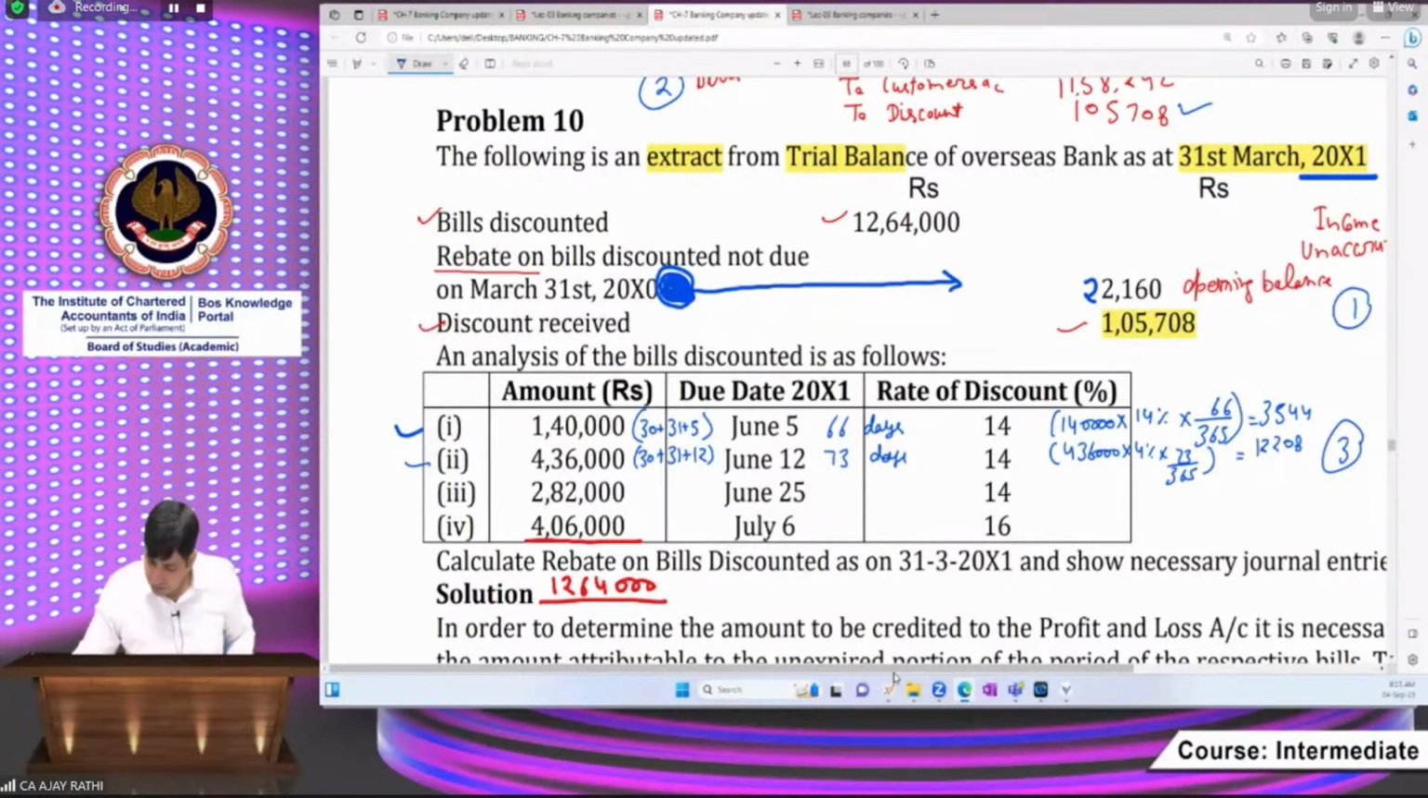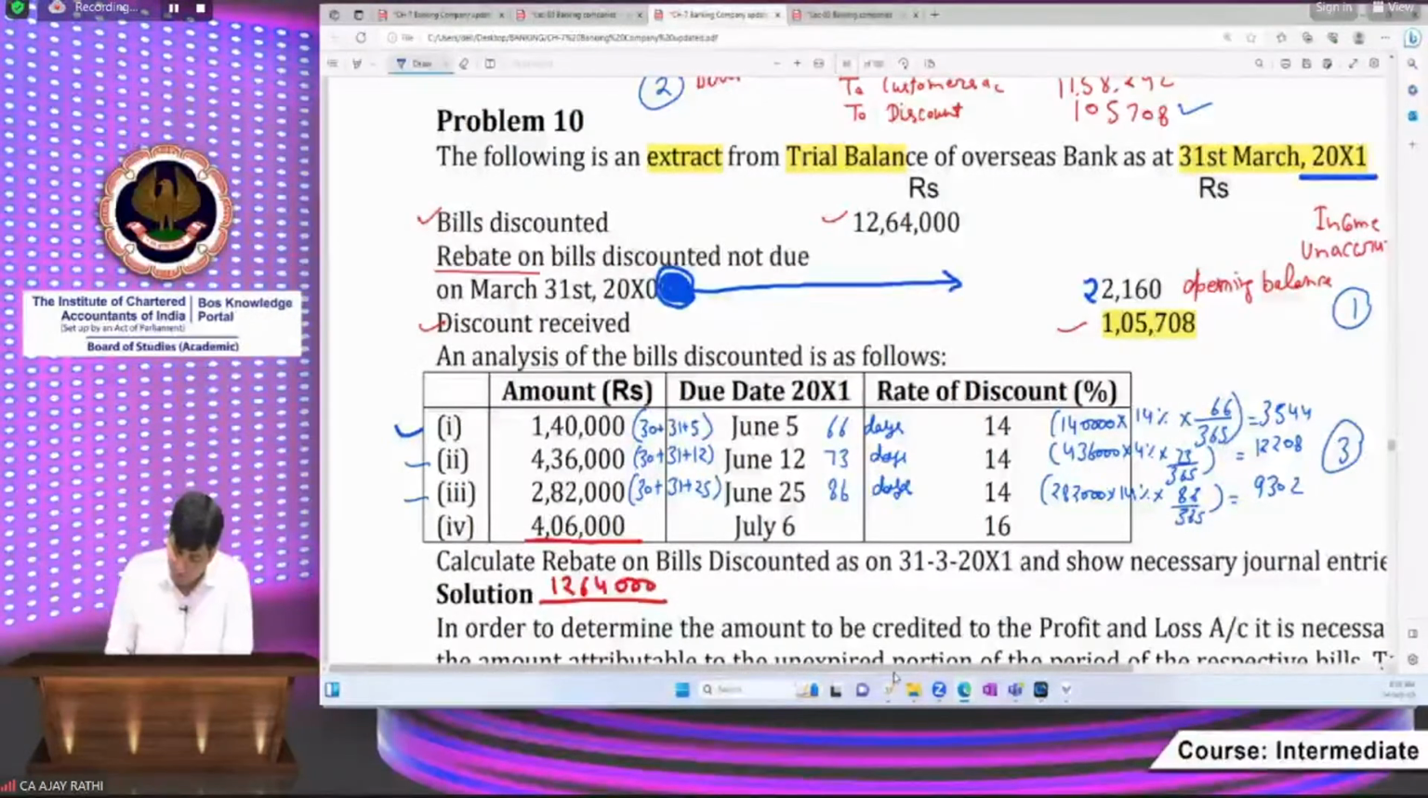Next one. For the third bill, how many days are there? Sir, April, May, and then for June, 25. It means 86 days are there, which we can say are unexpired days in the current year, that is the unaccrued income for such days. Yes, sir. So 2,82,000 multiplied by 14% and multiplied by 86 divided by 365, and that will be amounting to rupees 9,302.